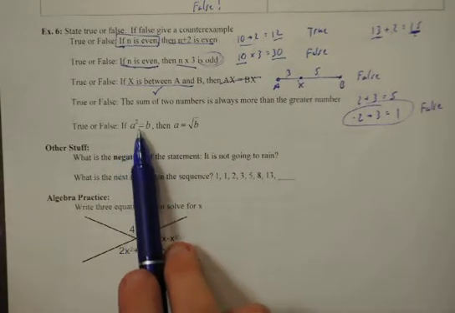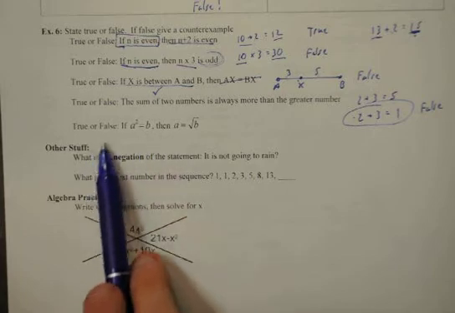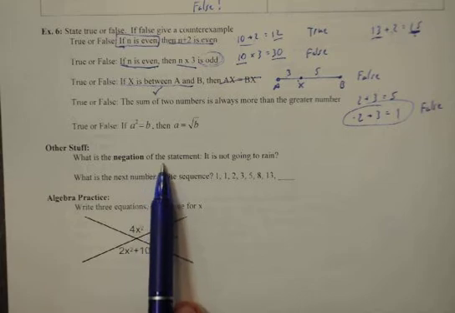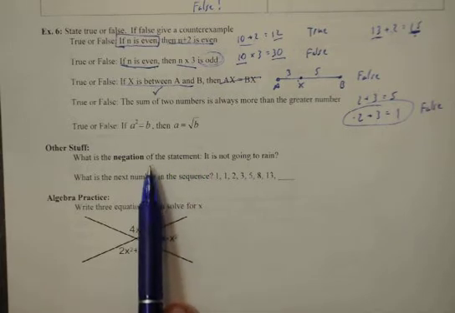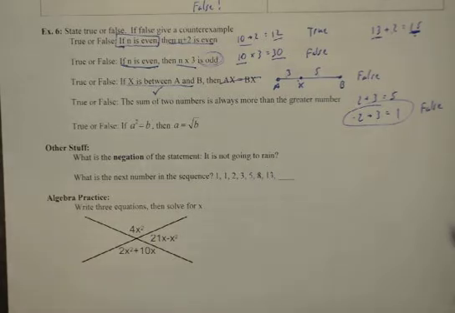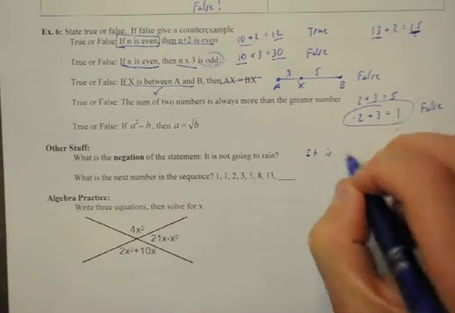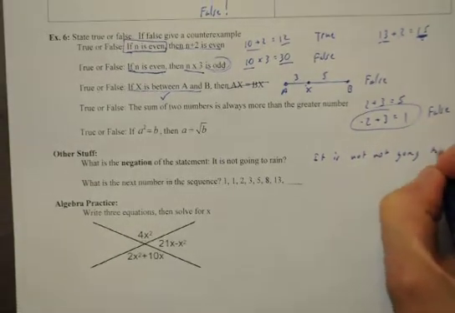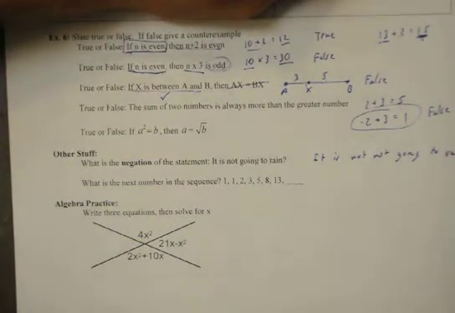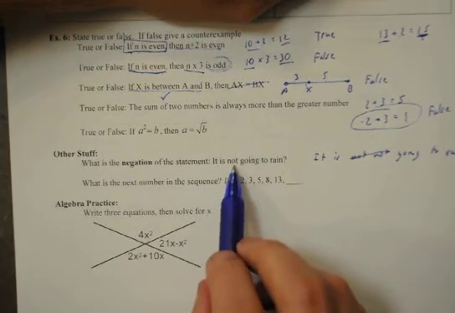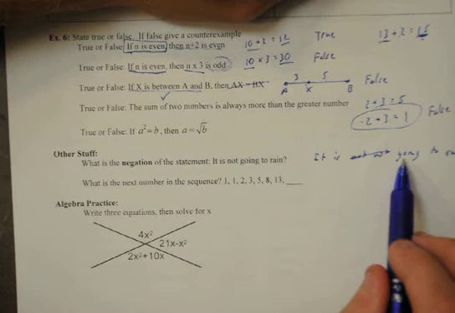I don't want to get into this one. Other stuff. A negation of a statement is the opposite of a statement. So if the statement is it is not going to rain, the negation is it is going to rain. So the opposite of it is not going to rain is it is going to rain.